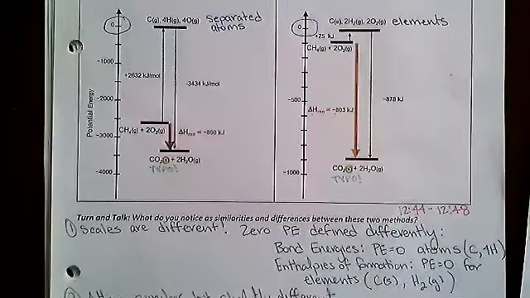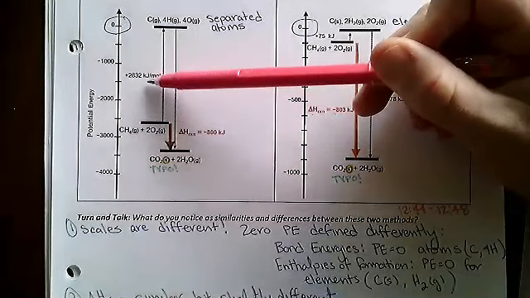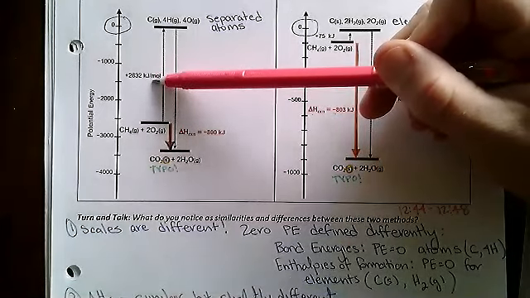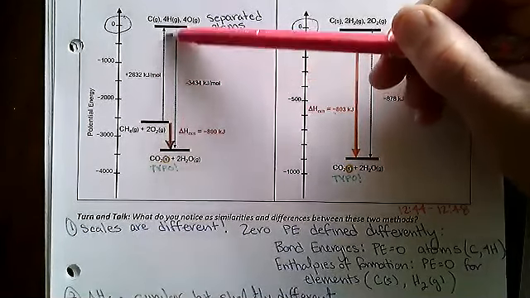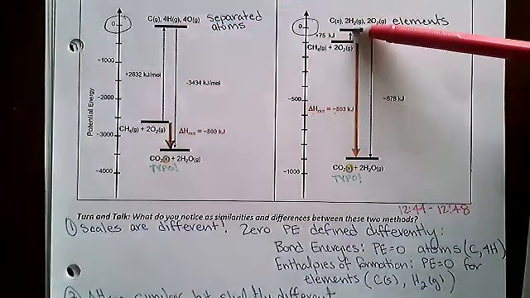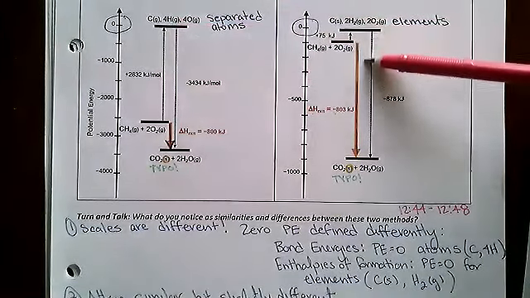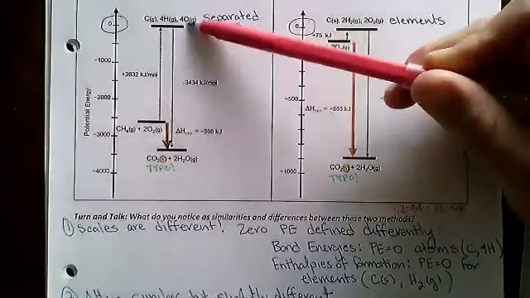When you look at these two methods, you're still starting from reactants. There's some positive amount of energy it takes to go up to the zero of potential energy, be it atoms or elements, and then some energy released going to products, okay?